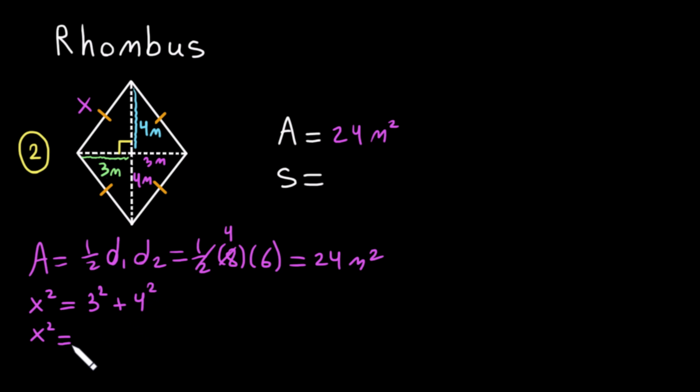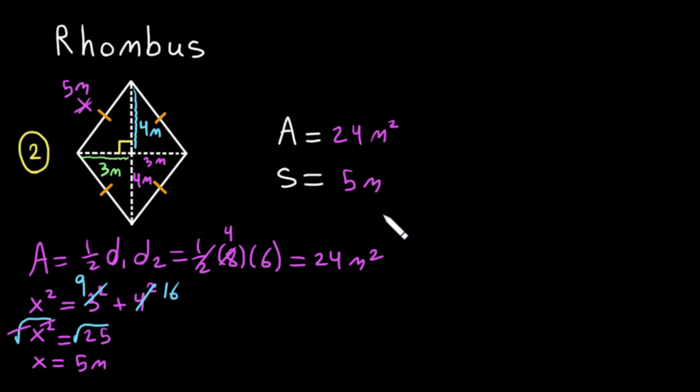X square equals 3 square, which is 9, plus 4 square, which is 16. So 9 plus 16 is 25. Now let's take the square root of both sides. So this will vanish with this. So x equals the square root of 25, which is 5. And of course, I have to write meters. So the side from here to there is 5 meters. So we found the side of this rhombus, which is 5 meters.